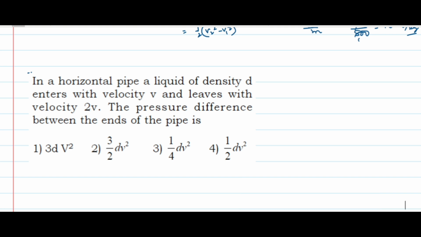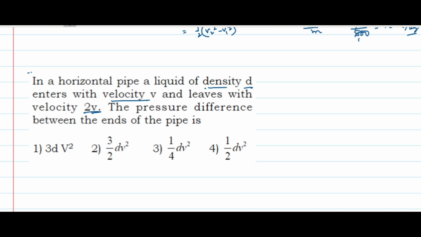Look at the next question. In a horizontal pipe, a liquid of density D enters with a velocity v and leaves with a velocity 2v. The pressure difference between the ends of the tube, they are asking.